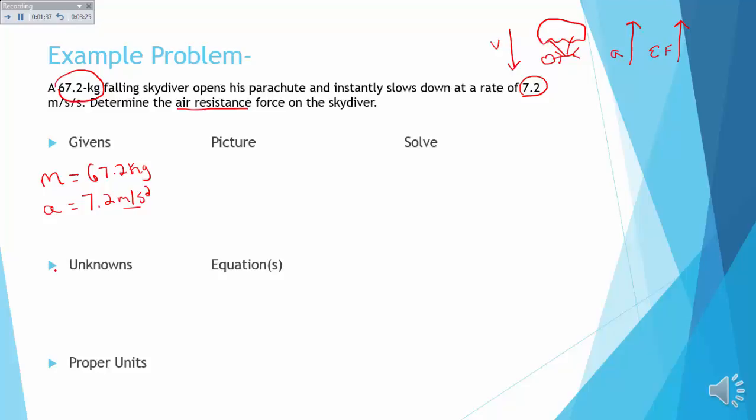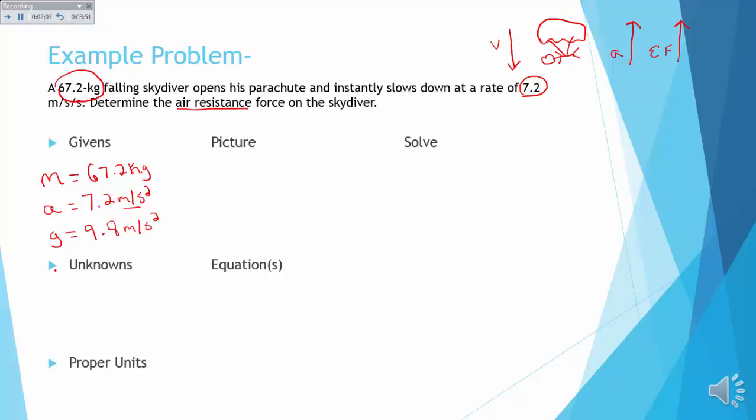One other thing that is given to me that isn't listed in the problem, which might be helpful, is the acceleration due to gravity, g. We know that that is going to be 9.8 meters per second squared on Earth. Now don't get confused and say that the acceleration is 9.8 meters per second squared. We know that it's not going to be 9.8 meters per second squared because the object is not in free fall. There is air resistance acting on the skydiver.